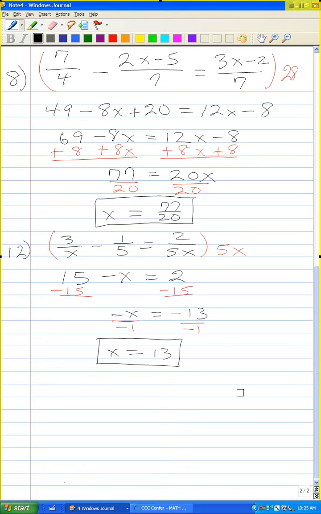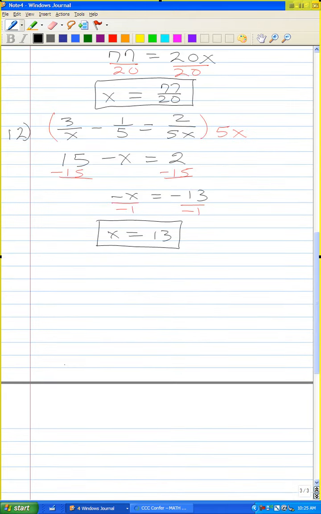Let's do problem number 20. x plus 1 minus 2 over x equals 0. In this case, the least common denominator will be x, so let's multiply every term by x. x times x gives me x squared. x times 1 gives me x. The x's cancel, so you just get minus 2.